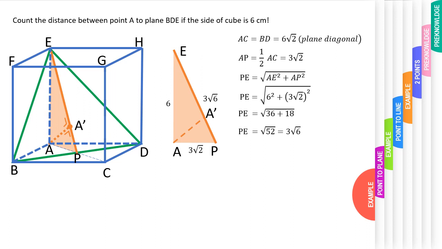To find the distance between point A and plane BDE, as shown in the figure, we have to find the distance of AA-axis by using this following simple equation.